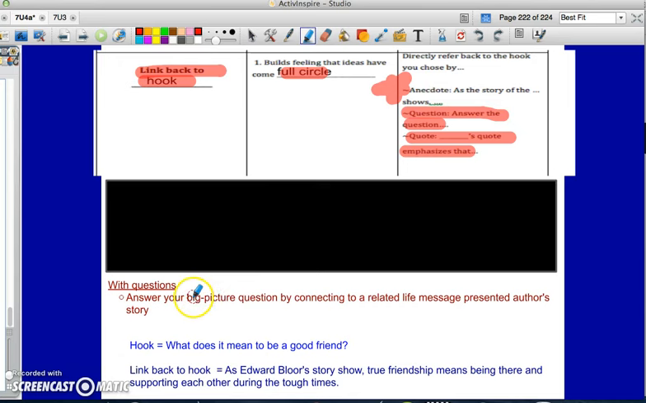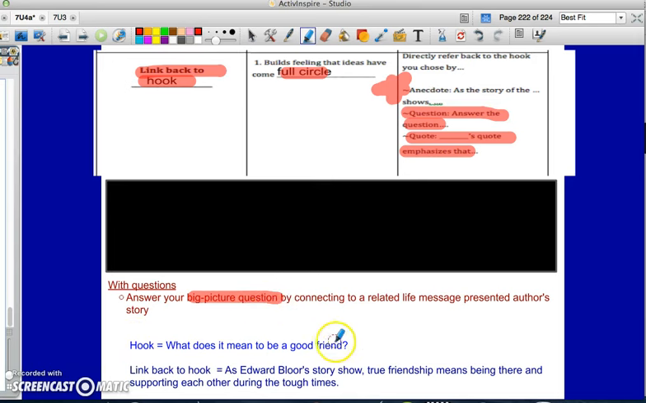So the first thing that you need to check is that your hook is a big picture idea or big picture question. So remember, it's not one of those yes or no questions like, has your brother ever picked on you? Rather, you want an open-ended question like, what does it mean to be a good friend? Or what does it mean to be a good brother or parent or something like that? So first, check to see that you have a big picture question.